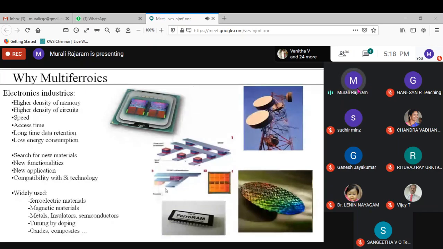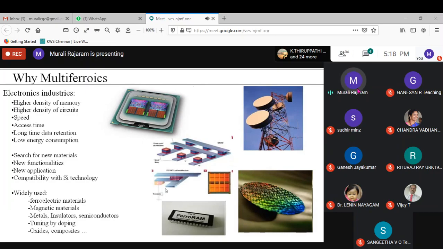Also, the speed with which we read and write data should increase for the electronic industries. Currently it has some limit. Access time should be improved, data retention time should be increased, and the energy consumption should be decreased. The consumption for one transistor is quite huge when compared with the increasing density of transistors, so we need to decrease the energy consumption of each transistor. Now we are working on energy consumption in the order of attojoules per transistor.